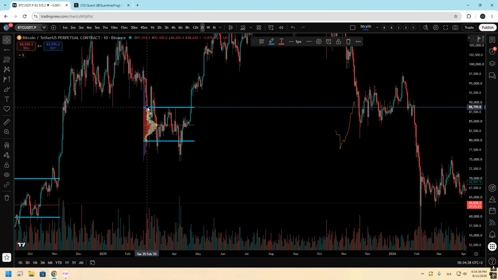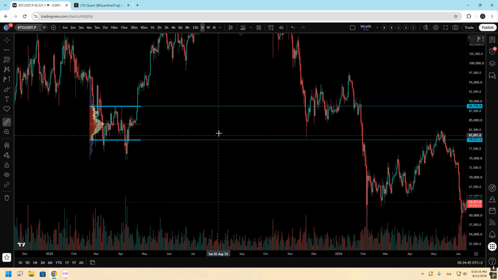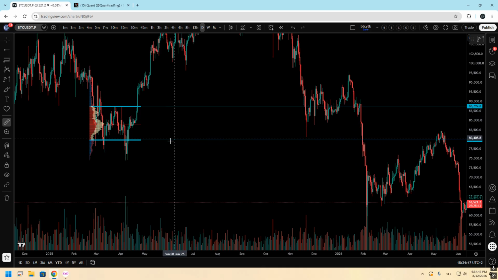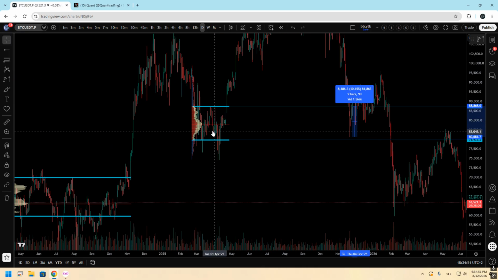So this pretty much played out. You can see value area high, value area low, and it played out. You did a full range of a rotation of this range. It was a higher probable setup because the range was naked.